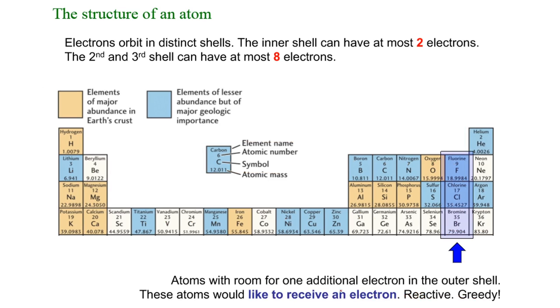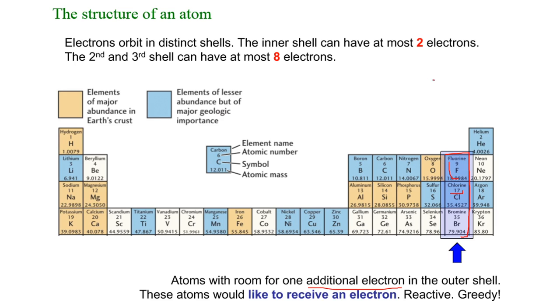So atoms in this group, you'll notice here, fluorine through chlorine, bromine. This is group number 17. Group number 17, they are eager to receive one more additional electron. So remember when we looked at chlorine, element number 17, it needed one more electron to be happy. Same thing with fluorine, right?